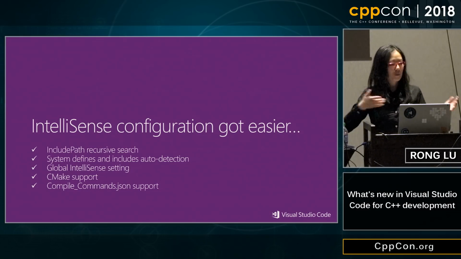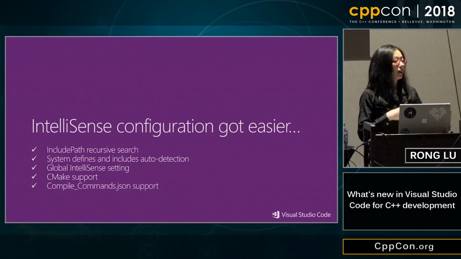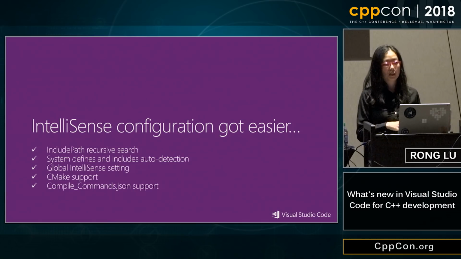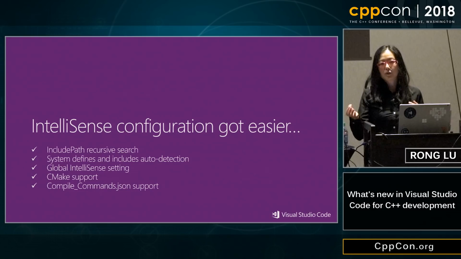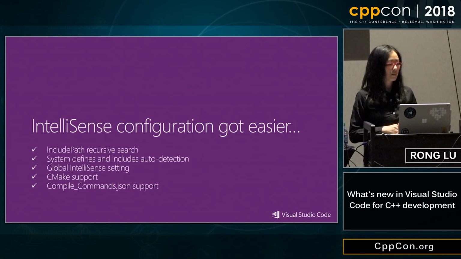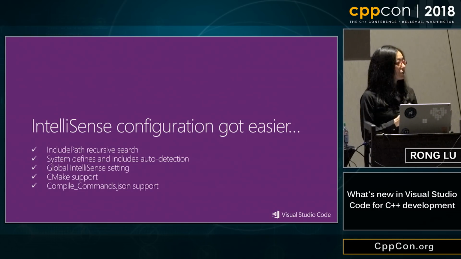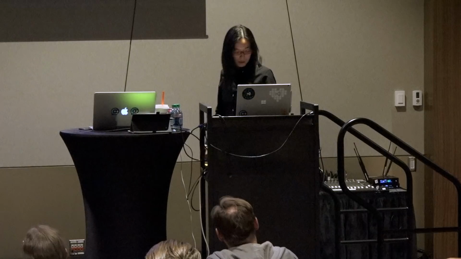And also, along those lines was support for compile_commands.json. So even if your project is not configured with CMake, but maybe using something else or using a compiler to generate this compile commands file, you can also use that to configure IntelliSense. So let me demonstrate those two features.